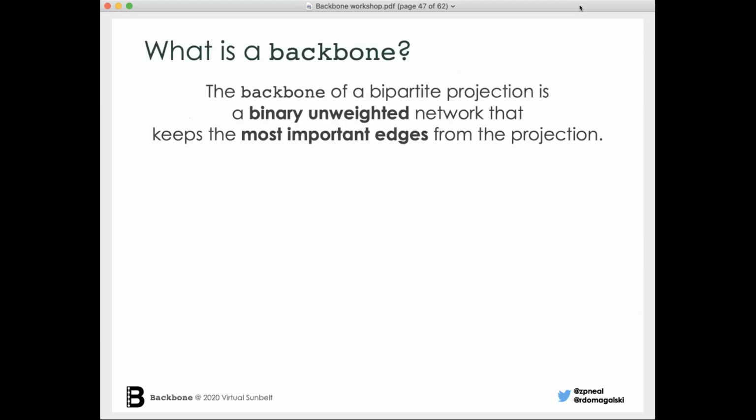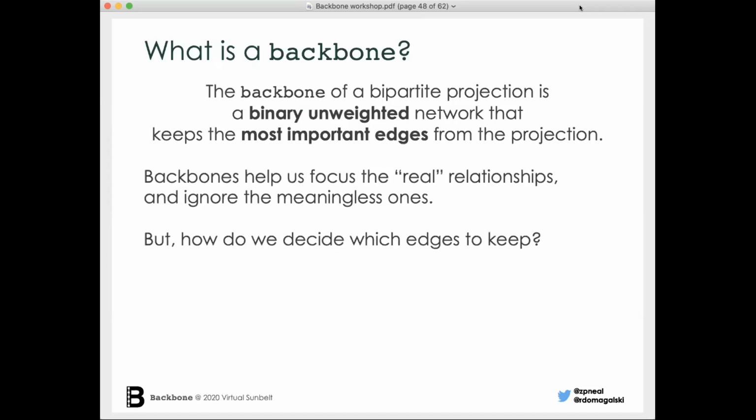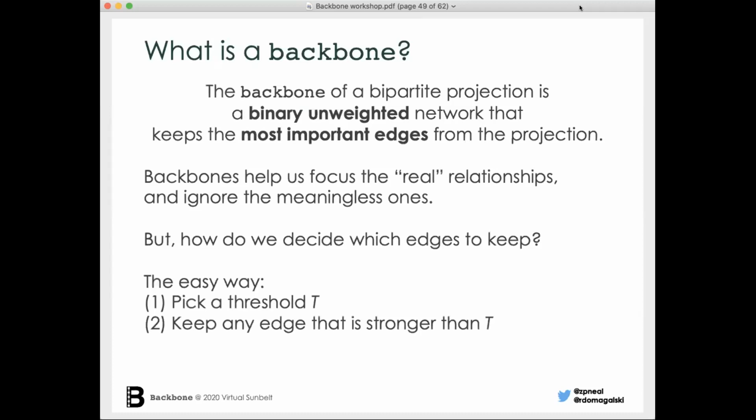So this is where the idea of a network backbone comes in. The backbone of a bipartite projection is a binary, unweighted network that aims to keep the most important edges from the projection. So the goal of a backbone is to help us focus on the real relationships and ignore the meaningless ones, so that we have a way of dealing with the values in a weighted bipartite projection. The challenge, of course, is figuring out how we decide which edges we're going to keep.